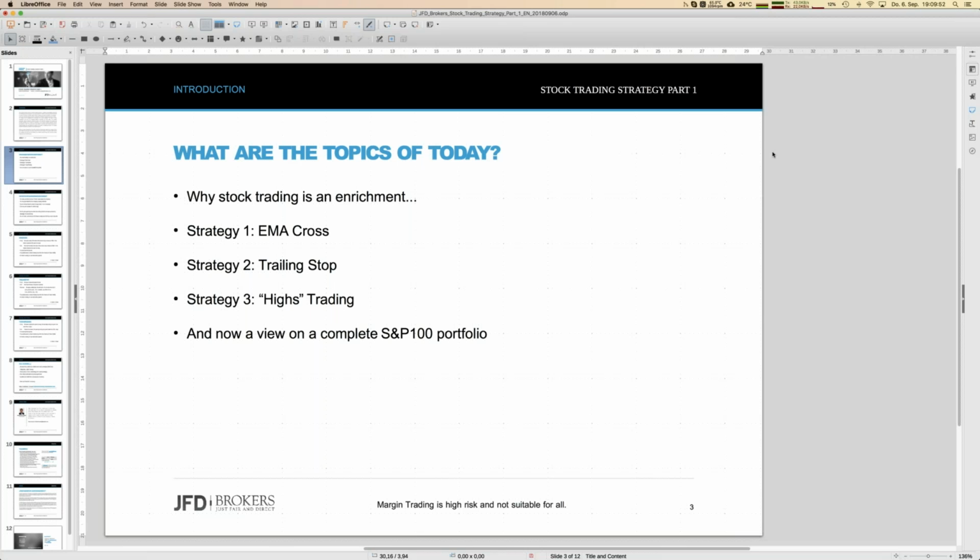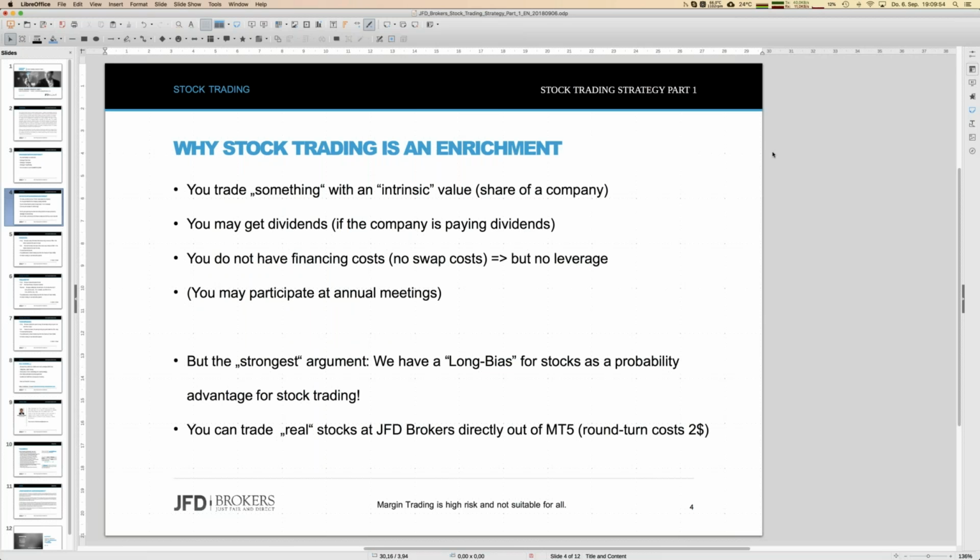Okay, let's start with that one slide for introduction about stock trading. Why stock trading is something different and valuable, and indeed valuable for your trading.